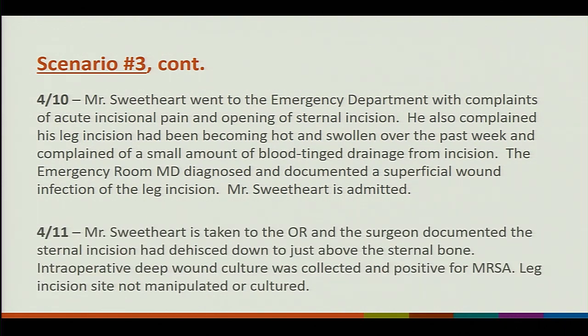On 4/11, Mr. Sweetheart is taken to the OR, and the surgeon documented the sternal incision had dehisced down to just above the sternal bone. Intraoperative deep wound culture was collected and positive for MRSA. The leg incision site was not manipulated or cultured during this OR procedure.